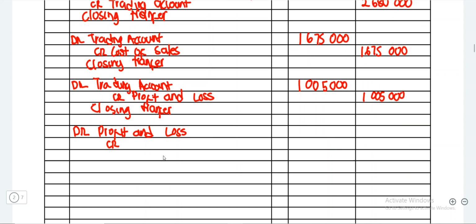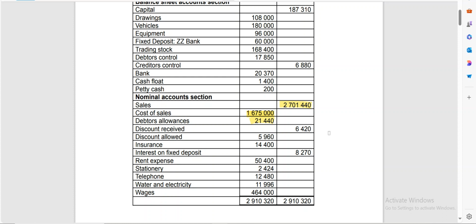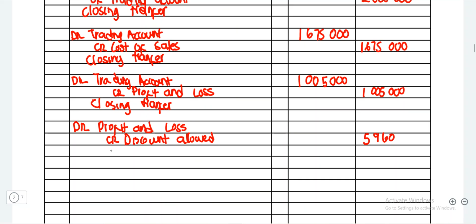So I'm going to start by it. Discount allowed, and then it's 5,960. Then we go to the next one. The next one that we have, so this one I can highlight it to say we are done using it. Next is insurance, 14,400. So we have credit insurance, and then the amount is 14,400. And then after that we can go to the next one.